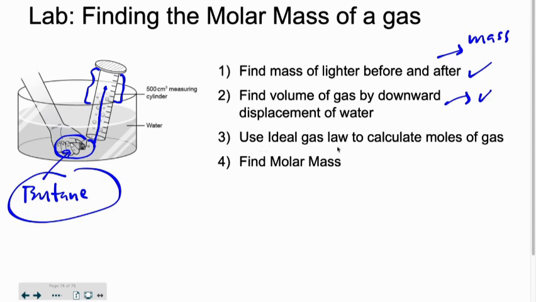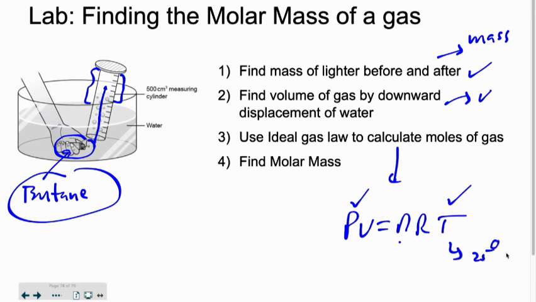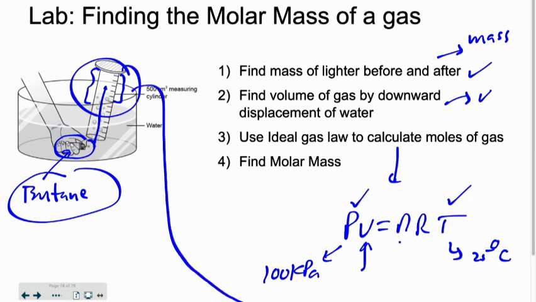Then it says to use the ideal gas law to calculate the moles of gas. How do we do that? Well, we know the ideal gas law is PV equals nRT. I will have the pressure, and I will have the temperature, because this experiment will typically be done at room temperature, which is 25 degrees Celsius, or 298 kelvins. Your pressure is atmospheric pressure, which would be 100 kilopascals. Your volume we would get from this experiment, and then we can figure out the number of moles by just rearranging this equation.